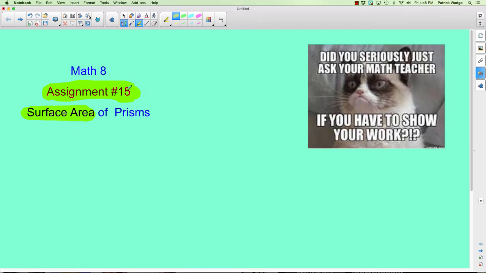Next lesson, which will be assignment 16, will be surface area of cylinders. And then assignment number 17 will be tough surface area questions. Composite shapes, so hard, really probably the hardest thing we've done all year. So what a way to end the year. All right, we better get right into it. This could be a long video.